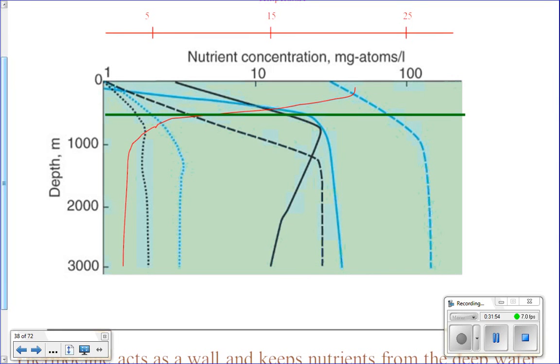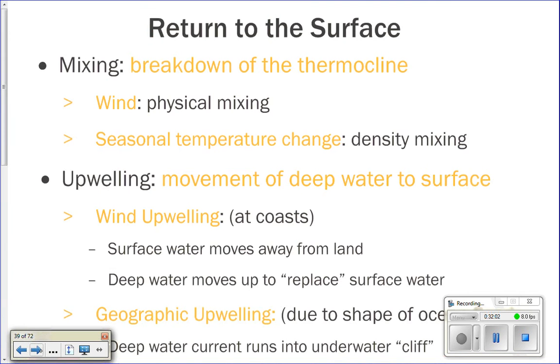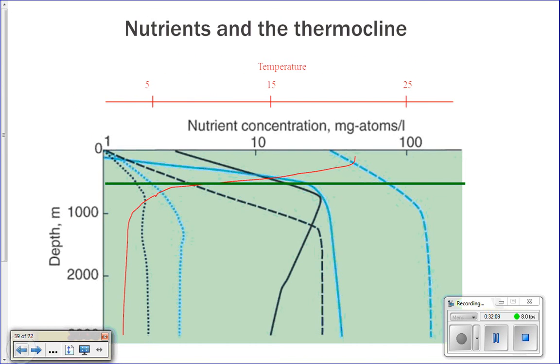Here's just a picture to help you see the location of nutrients. The green line across the top, that's the thermocline. So lots of nutrients underneath there, less up at the top. So you need mixing in order to break down the thermocline and bring those nutrients up. All right, but we're going to stop there today.